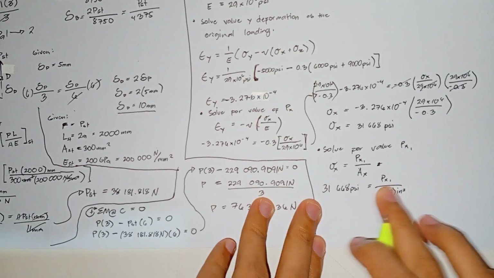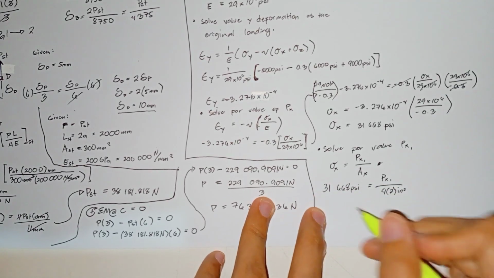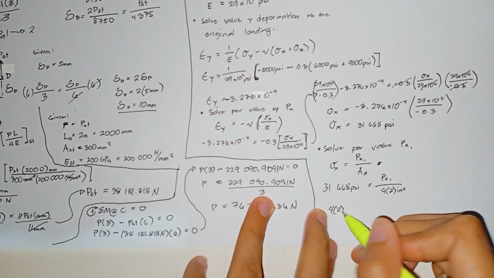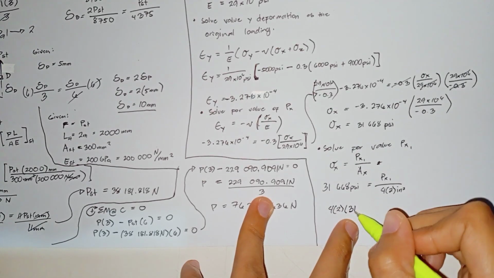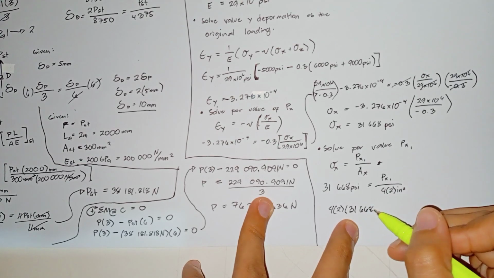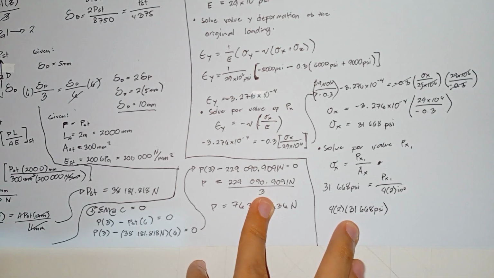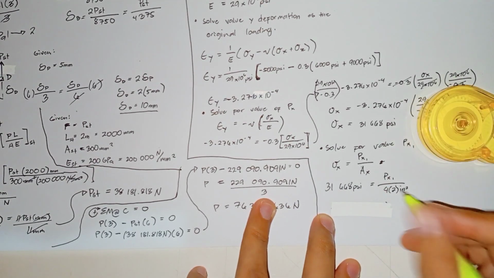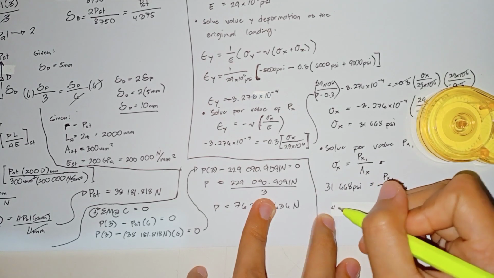Okay. Then, cross-multiply lang natin, or ito multiply lang natin dyan. So, that is 4 times 2 times 31,668 PSI. May naiwan tayo. Okay, so i-erase ko lang. Kalimutan kasi natin yung sign.